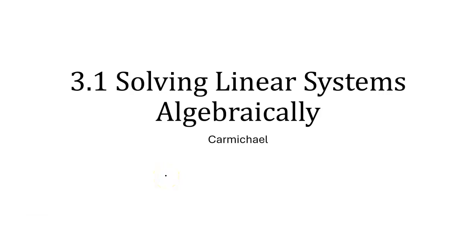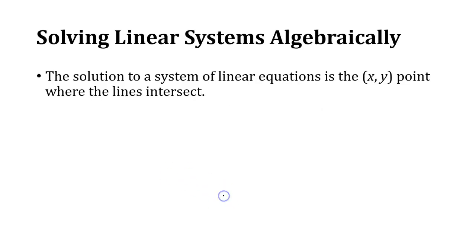In 3.1, we're going to look at solving linear systems algebraically. So the first thing we want to discuss, the solution, all of our answers for these problems, are going to be in that XY format. So it's a point, an X and a Y, where the lines intersect to make a point. So that's what we're looking for. What is the point that they both have in common?